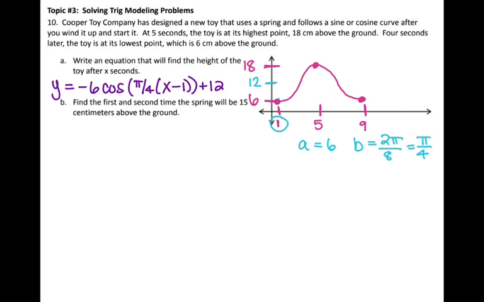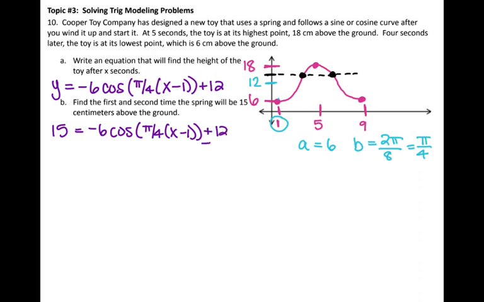Now it's super important that your equation for part A is correct because you're using your equation from part A to answer part B. So for part B, I want to find the first and the second time the spring will be at 15 centimeters above the ground. So 15 centimeters is about right here. So I want to find this time and this time. So I want to see where my graph hits at 15. So I'm going to go ahead and set this equation equal to 15. And then you're going to use your awesome equation solving skills to be able to solve for x.